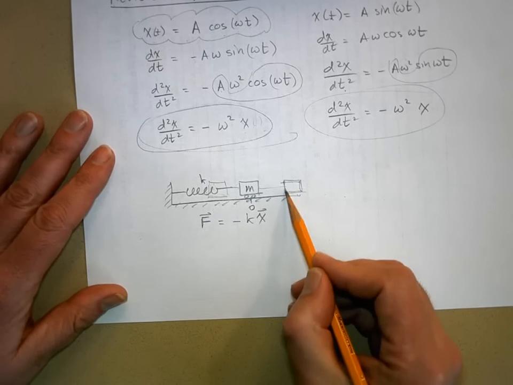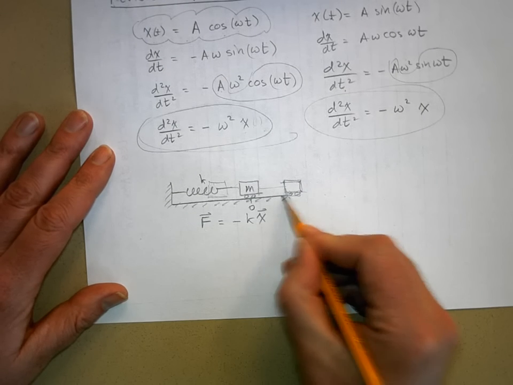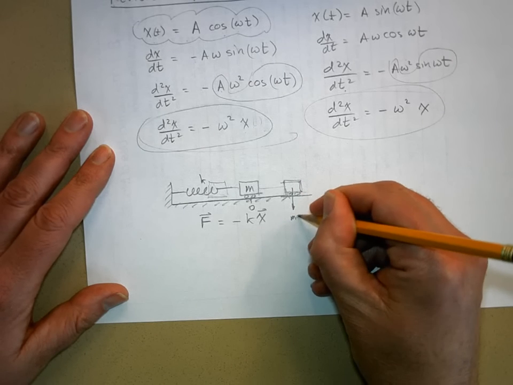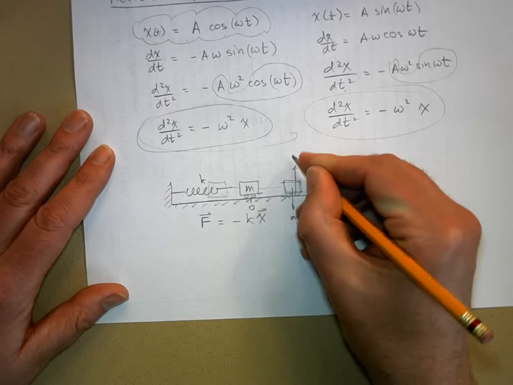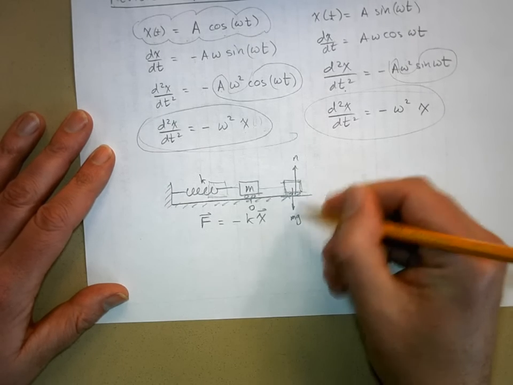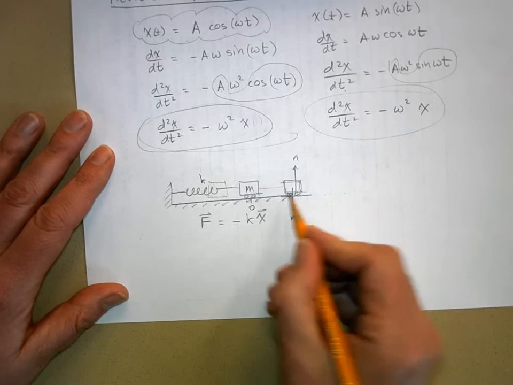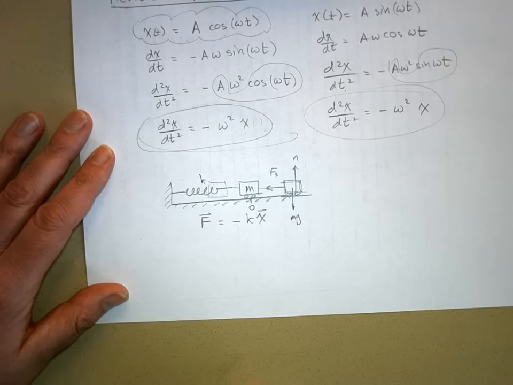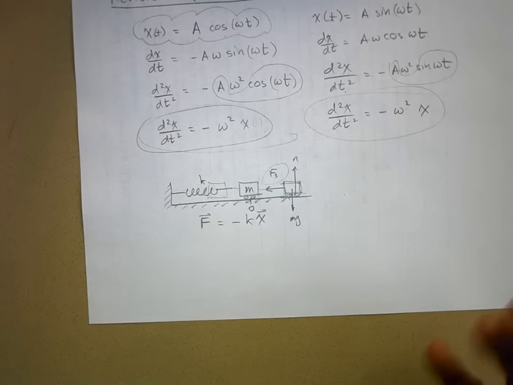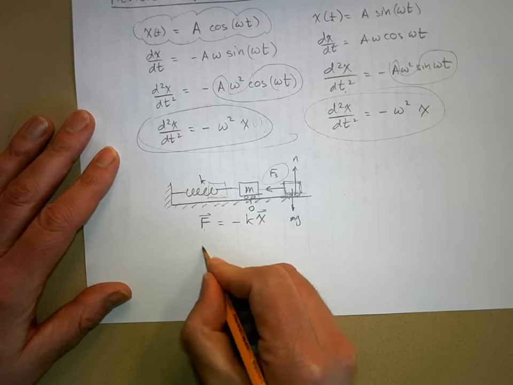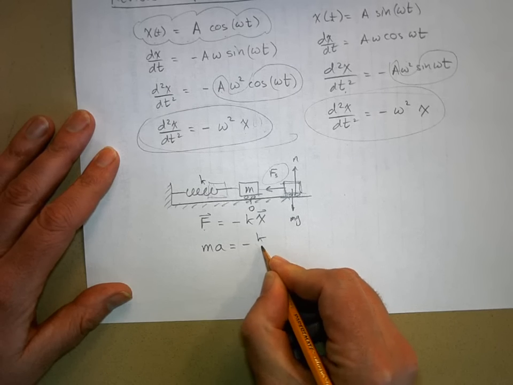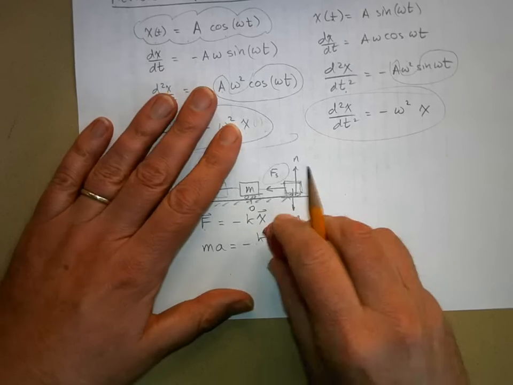Well, if I release it, and I draw a free body diagram, I've got gravity and a normal force, and they're just canceling each other out. The only force acting is the force of that spring. So the force of the spring is a net force. It's the only force acting. So I can say this is equal to ma. So ma equals negative kx.